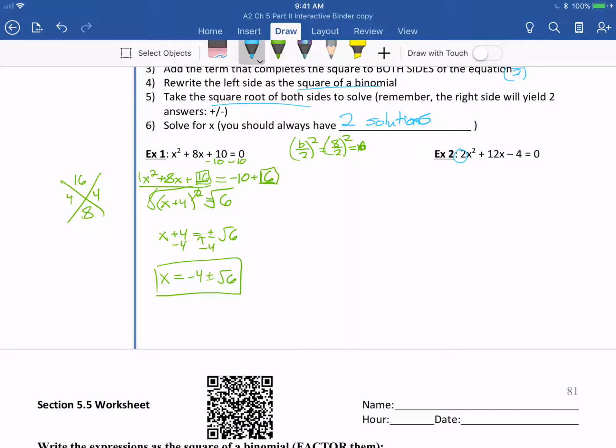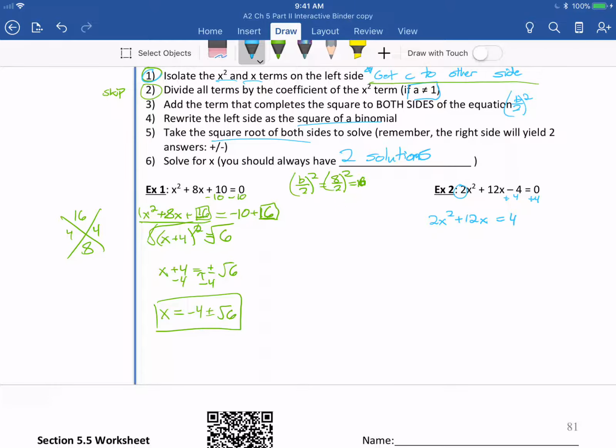So we're going to end up having to divide by that guy. All right, I still like to add the 4 over in the first step. So now I have 2x squared plus 12x is equal to 4. So that's my first step. So we're done with the first step. So now my step number 2 is to divide each of these by the coefficient in front of the x squared. So now I divide by 2, divide by 2, divide by 2.